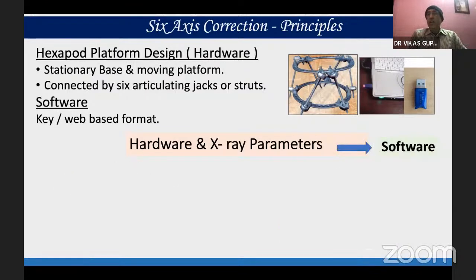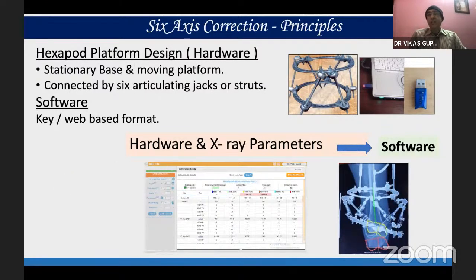So what you do, you enter everything and you get a chart, which is called the calculation chart, where it shows how much the strut length should change each day, depending on what you want. And the good thing about this is that you can see this red diagram, the correction. You can anticipate the final correction and you can always fine adjust. So the yellow was the original deformity and the red part will be the final correction. So that is a good thing about this software.